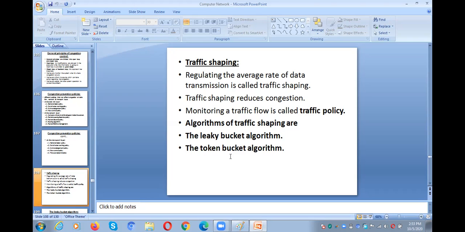Likewise, here traffic shaping means we need to regulate the speed of data delivery. Average rate of data transmission need to be regulated so that it will reduce the congestion, so that number of packets we can transfer to the destination without any collision. Okay. What is traffic policy? Traffic policy means monitoring the traffic. So what are the techniques we have under traffic shaping? Leaky bucket and the token bucket.